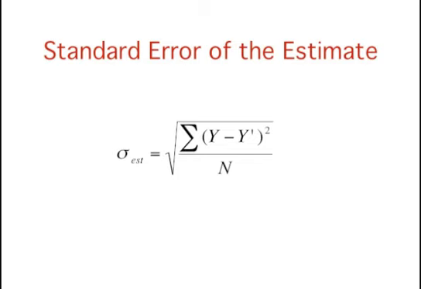The standard error of the estimate is a measure of the accuracy of predictions. Recall that the regression line is the line that minimizes the sum of the squared errors of prediction, also called the sum of squares error. The standard error of the estimate is closely related to the sum of squares error. Specifically, the population standard error of the estimate is equal to the square root of the sum of squares error divided by n.